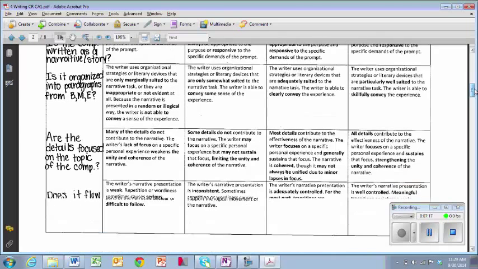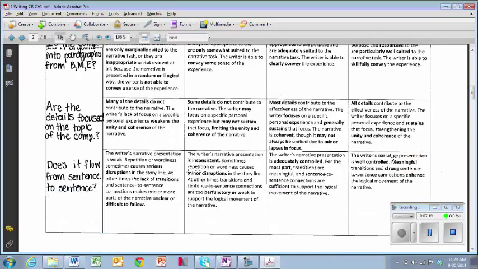And then the last line of organization has to do with the flow from sentence to sentence. One thing that really sticks out to me for a level 1 is if you find a lot of repetition in the things that they're saying. For example, they're saying the same sentences or the same idea over and over again, or they're using the same wordiness over and over again. That would be a level 1.